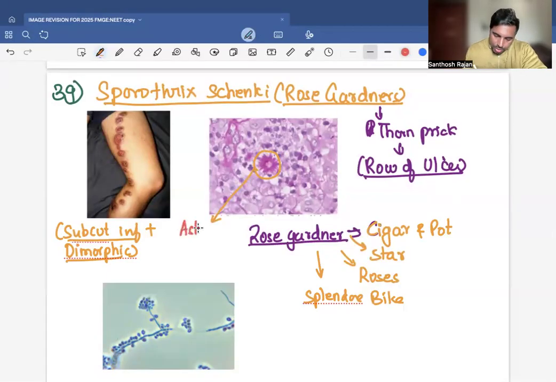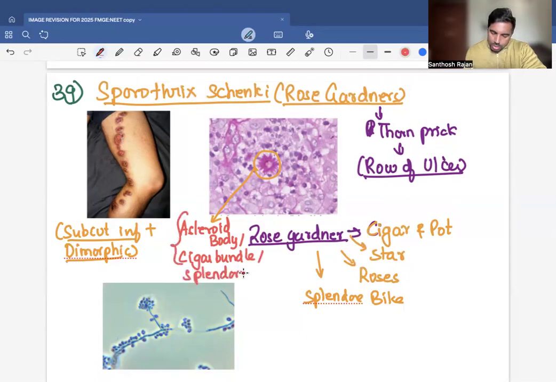Asteroid body, an important question that is repeatedly asked. We see an asteroid body. The arrangement is sometimes called the cigar bundle appearance. This phenomenon is called the Splendore-Hoeppli phenomenon. You see it in actinomyces also, but not much else. Usually they ask it here only.